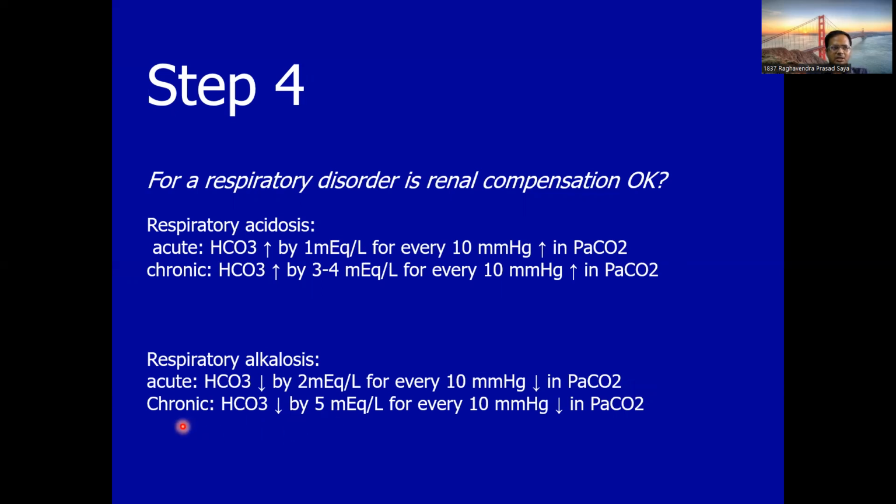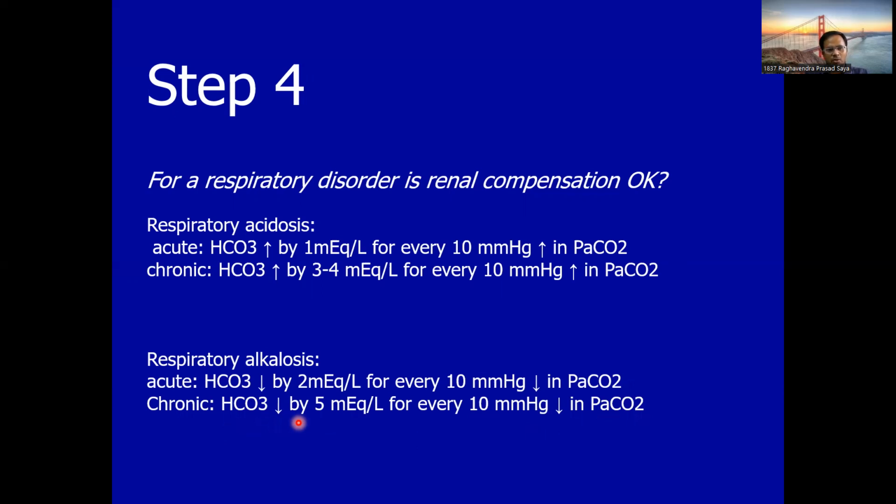what will happen? In a respiratory alkalosis, there is a decrease in PCO2. Corresponding to the decrease in PCO2, there should be a decrease in bicarbonate also. Here, the decrease in bicarbonate is much more, because by that time the renal compensation has started. That is why this acute and chronic concept is there.